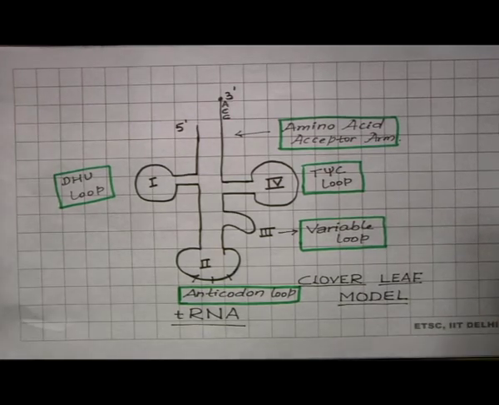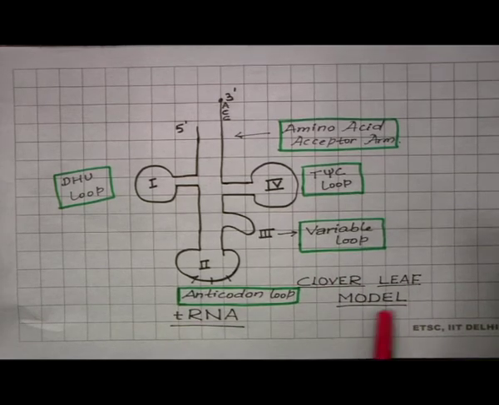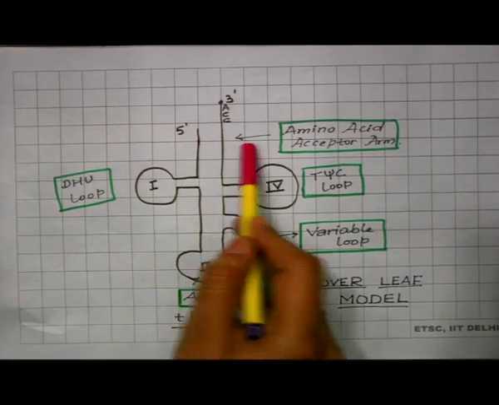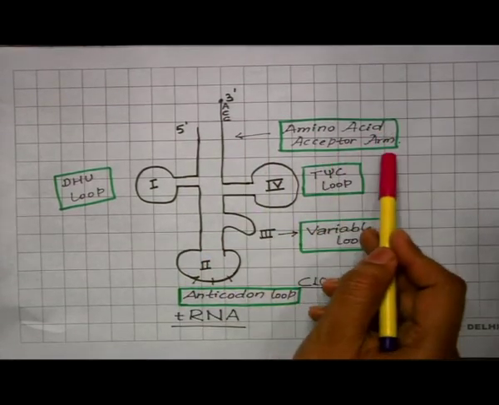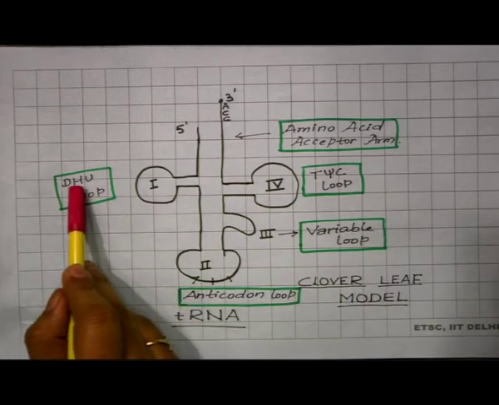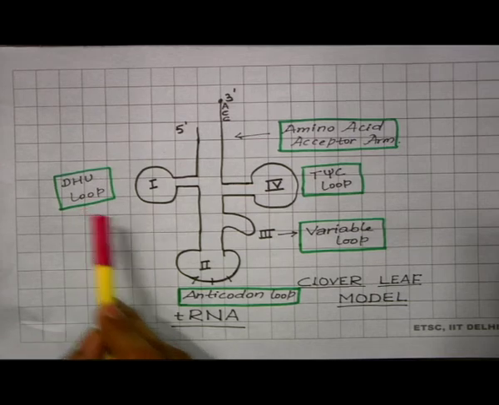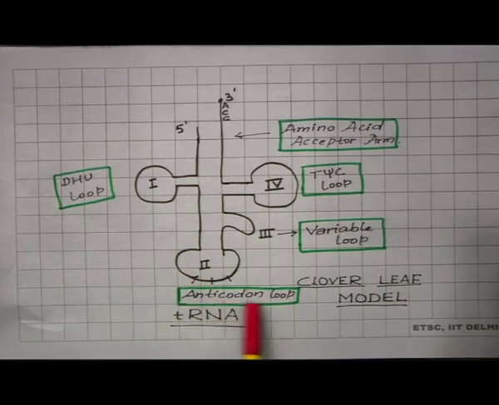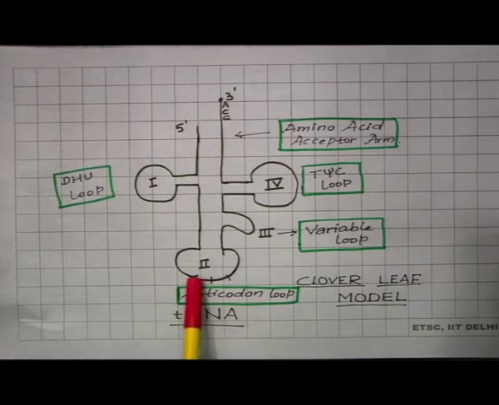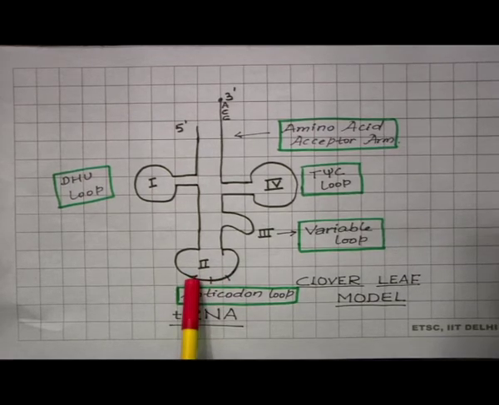This is a typical structure of a transfer RNA, which is considered as the clover leaf model. This stem is called the amino acid acceptor arm. The first loop is the dihydrouridine loop, the second loop is the anticodon loop. This anticodon has the complementary set of nucleotides of the messenger RNA.